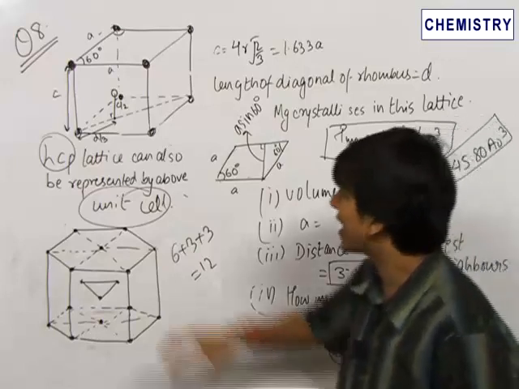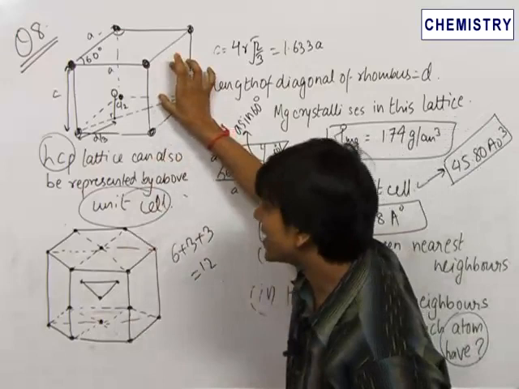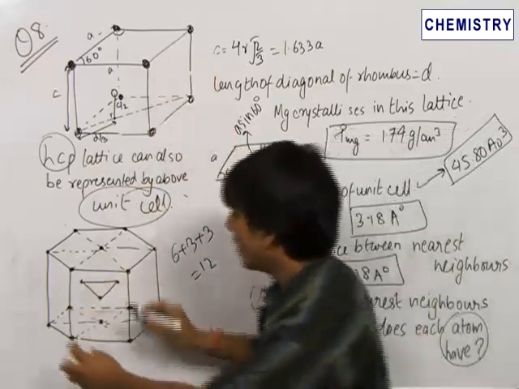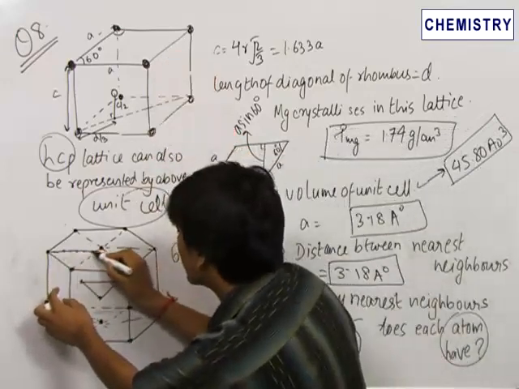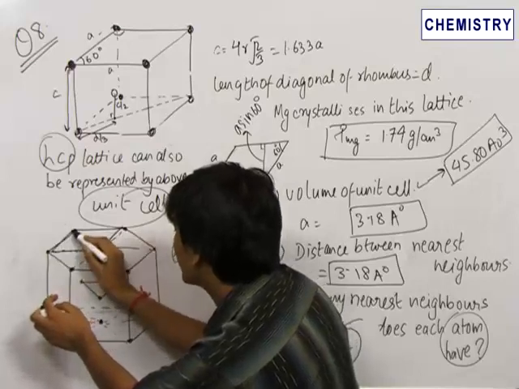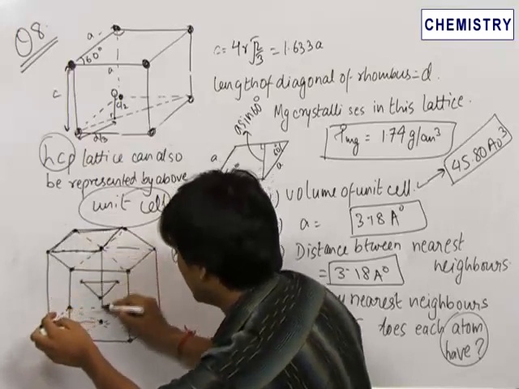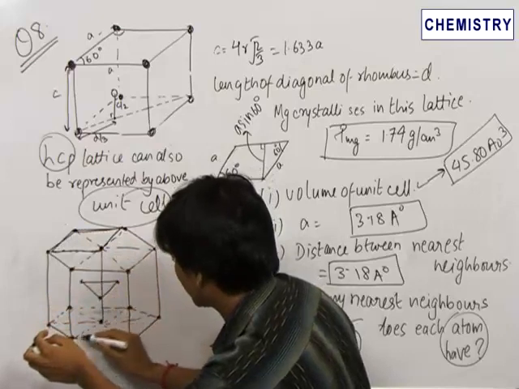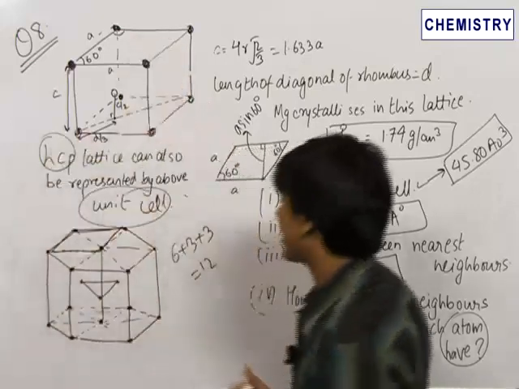One more thing you can notice is that this unit cell is nothing else but a part of this unit cell. It is this part of the unit cell that is being cut to make a unit cell again.